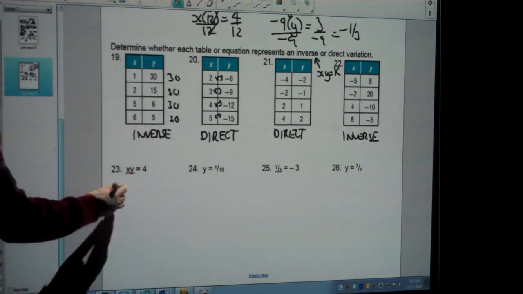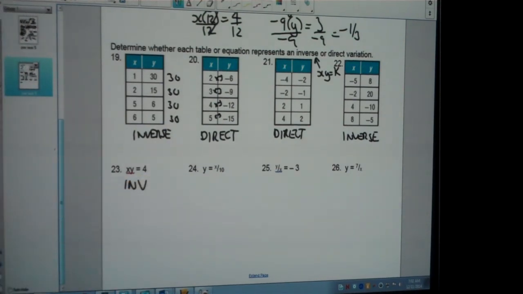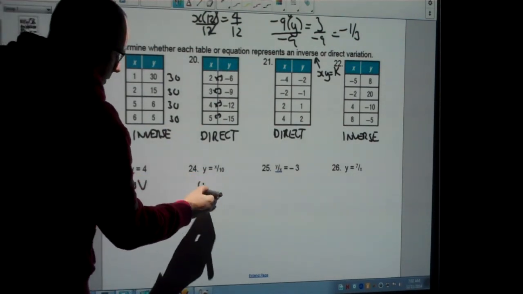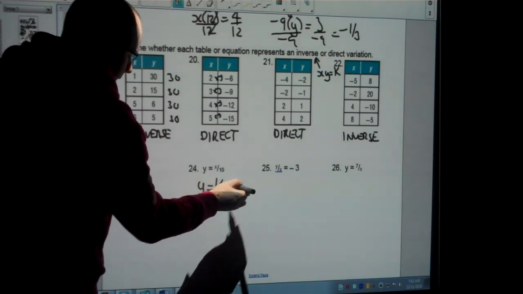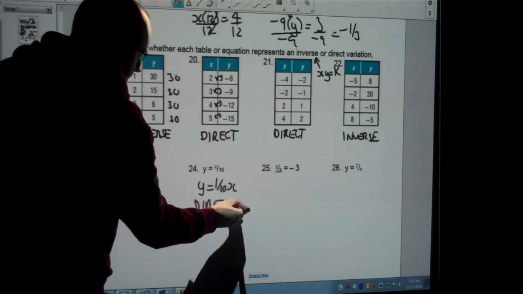Now, we said that xy equals a number was inverse, so we can write that one straight away. This is the same as y equals 1/10 times x, so this is y equals kx. So this one is direct.